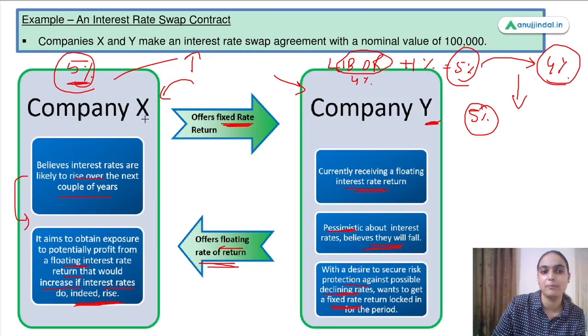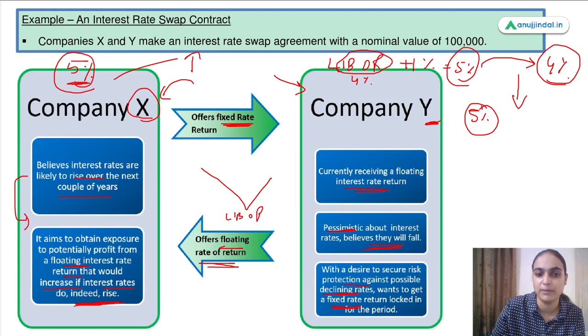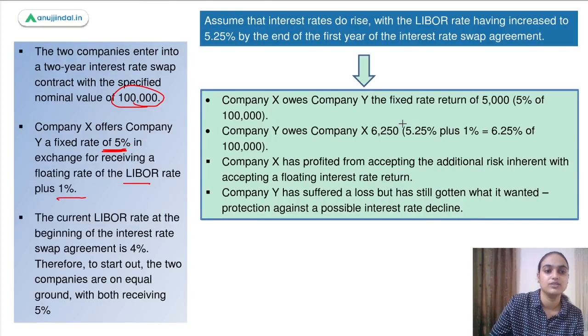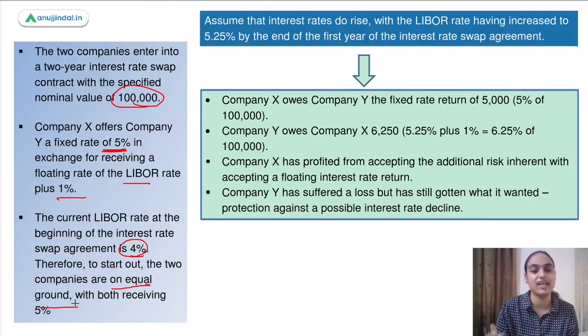So company X को फिक्स रेट रिटर्न के बजाय फ्लोटिंग रिटर्न चाहिए था, तो कंपनी वाई उन्हें वो ऑफर कर रही है लाइबोर प्लस 1% पे, और कंपनी वाई को क्योंकि फिक्स रिटर्न चाहिए था तो कंपनी एक्स उन्हें 5% फिक्स रिटर्न ऑफर कर रही है. So the current rate is 4%. So to start with, both were on an equal footing. Now let's see what can happen in future.